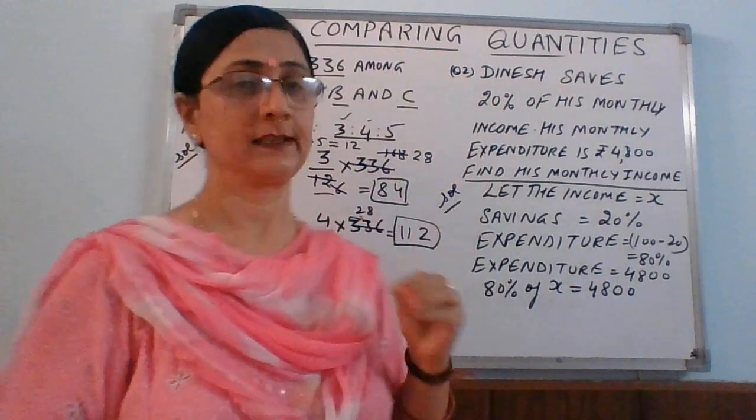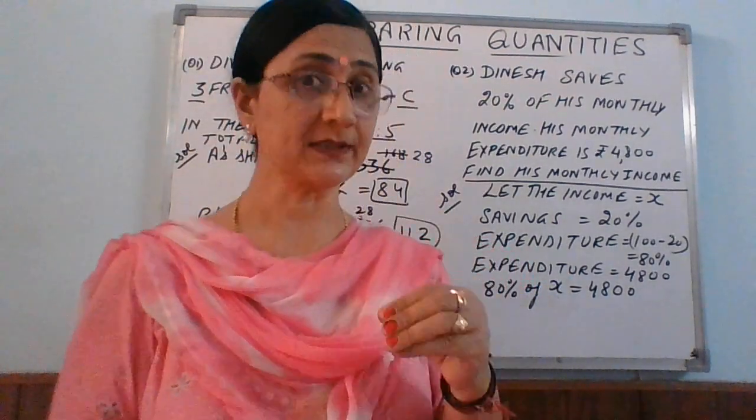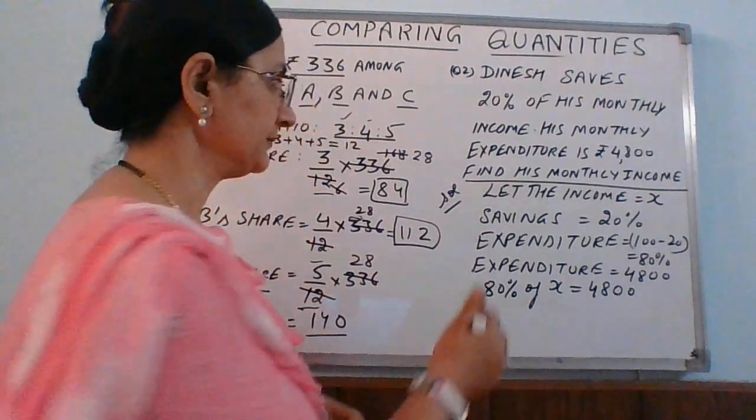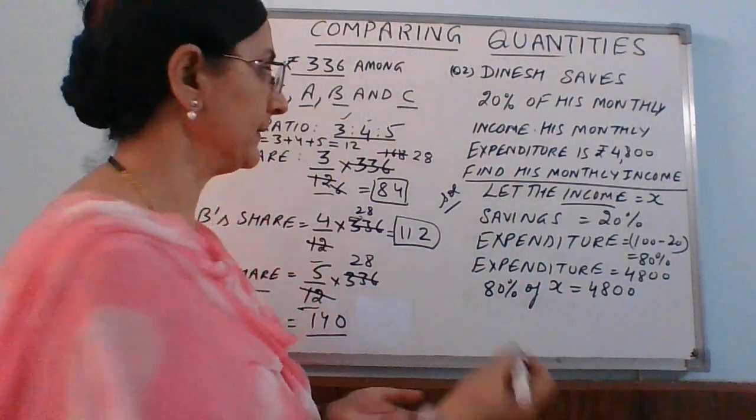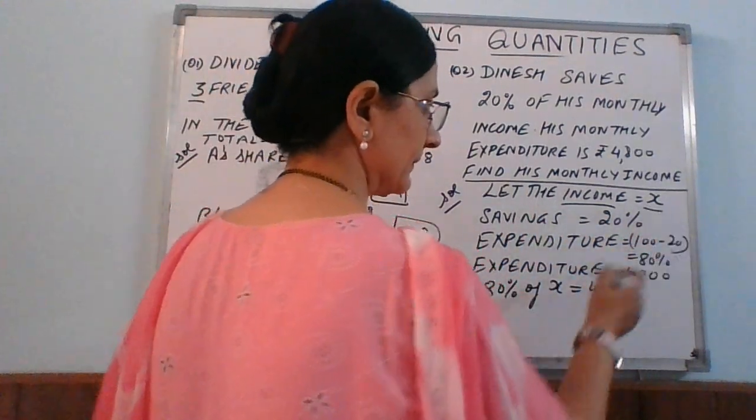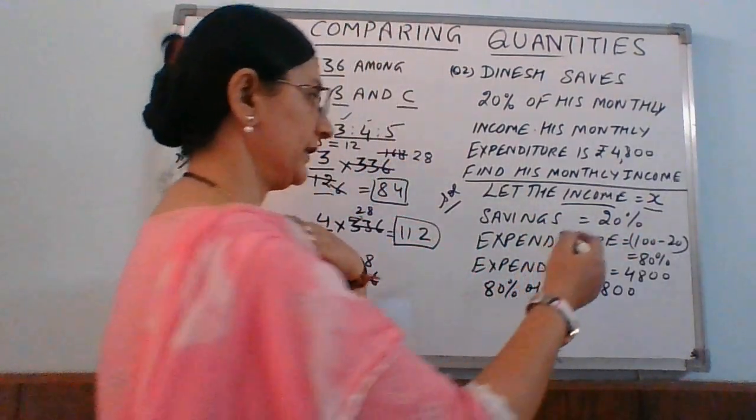उसका expenditure given है 4800. उसकी percentage हमने find out कर ली 80. So let the income, we have to find the monthly income. We don't know the income. So let the income be X. हमने income X ले लिया, we'll be calculating it.